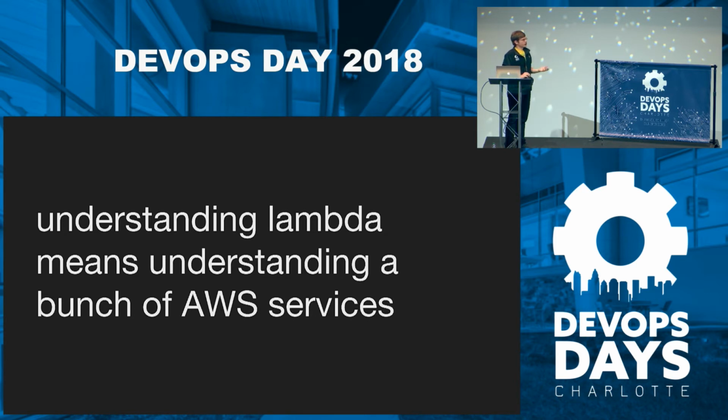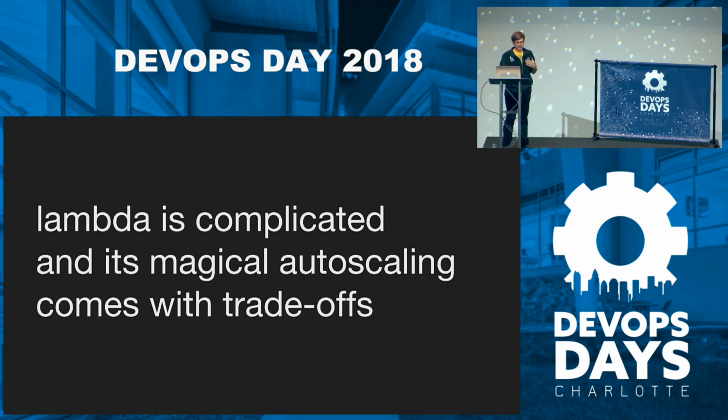One of the barriers to using Lambda within your organization is that you don't just need to understand Lambda. If you are new to AWS, there's a big learning curve involved because you have to learn the concepts of S3, you have to learn API Gateway, you have to learn all of the ways that you can hook into it. Therefore Lambda is complicated, and all of these magical auto-scaling things that it does for you come with a variety of trade-offs.